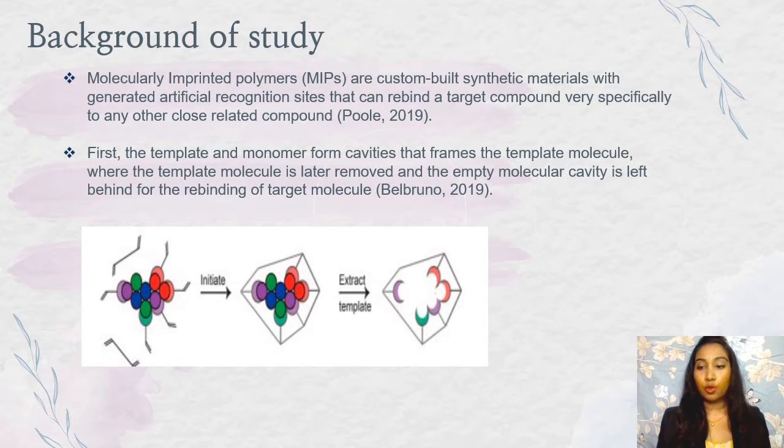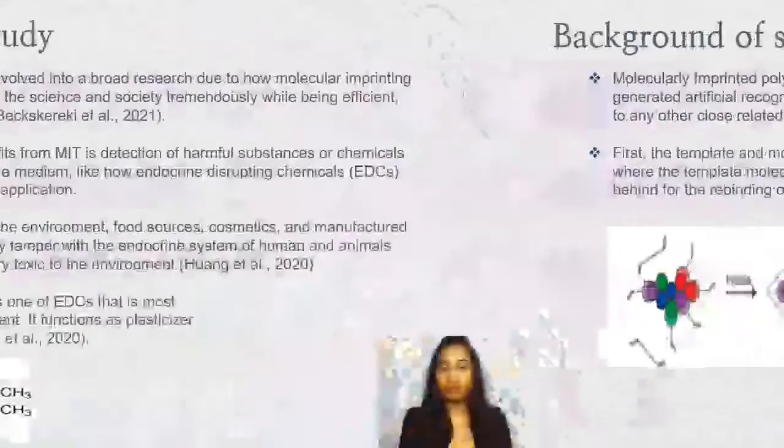To briefly explain molecularly imprinted polymers, they are custom-built synthetic materials with generated artificial recognition sites that can rebind a target compound specifically over any other close-related compound. The template and the monomer form cavities that frame the template molecule, where the template molecule is later removed and the empty molecular cavity is left behind for the rebinding of the target molecule.